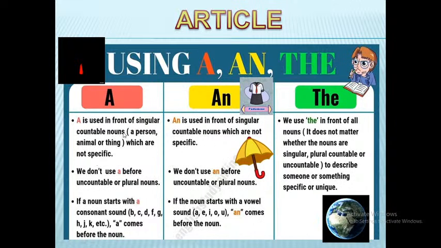We discussed about the use of a, an, and the. A and an are used in front of singular countable nouns, and A is used in front of all the singular countable nouns which start with a consonant sound. An is used in front of all the singular countable nouns which start with a vowel sound. And the is used in front of all the nouns which are specific or unique.